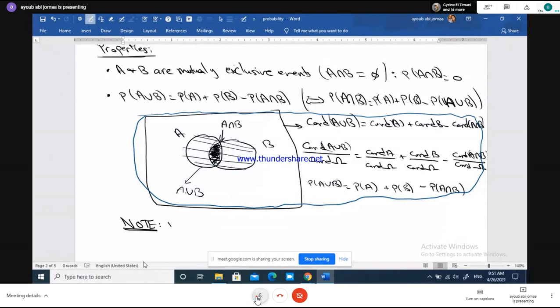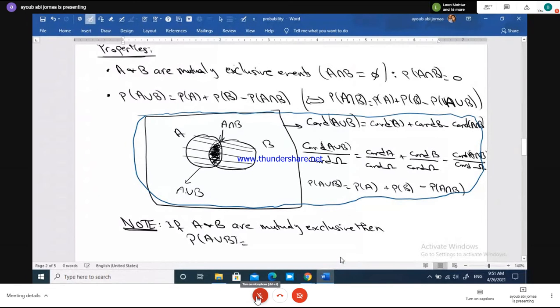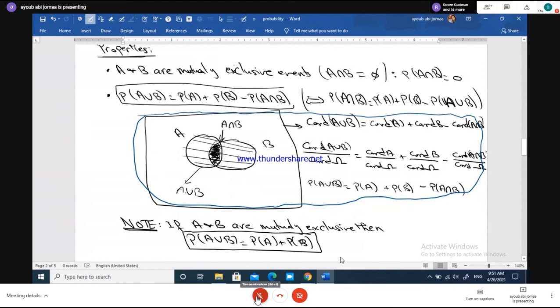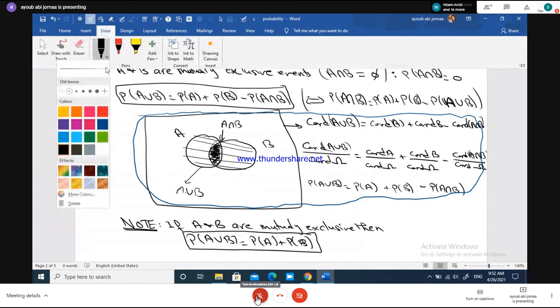If A and B are mutually exclusive, then probability of A union B will be equal to probability of A plus probability of B، لأنه هاي بتكون زيرو. يعني in the particular case where A and B are mutually exclusive, then probability of A union B will be probability of A plus probability of B. فإذن هاي in the case they are mutually exclusive. هذه the general one، وهون particular in case A and B are mutually exclusive.